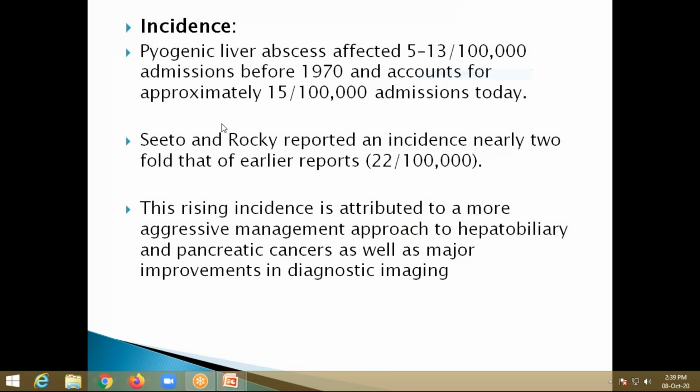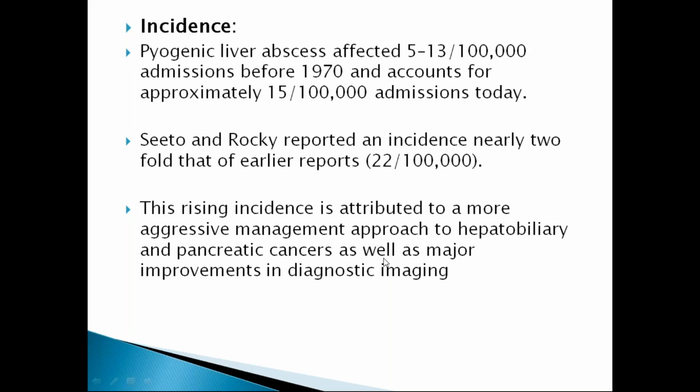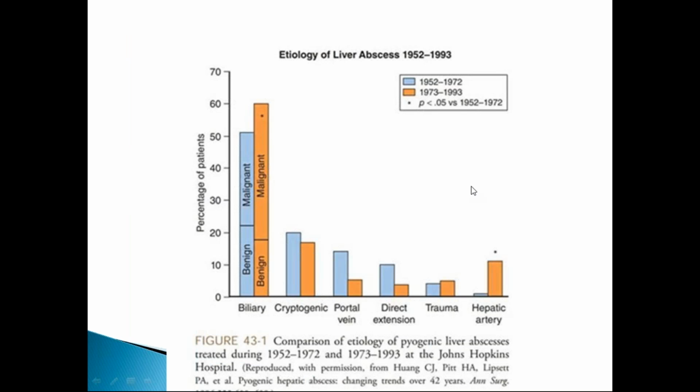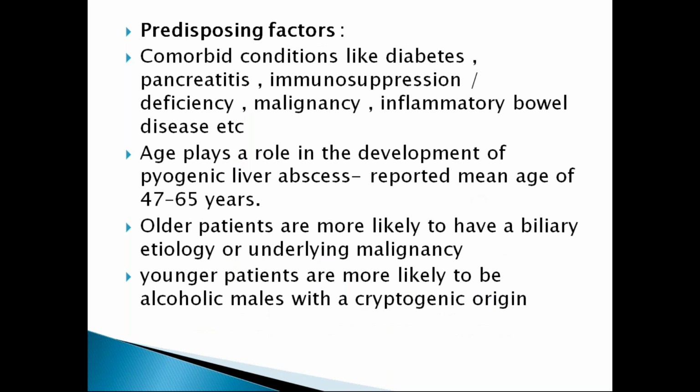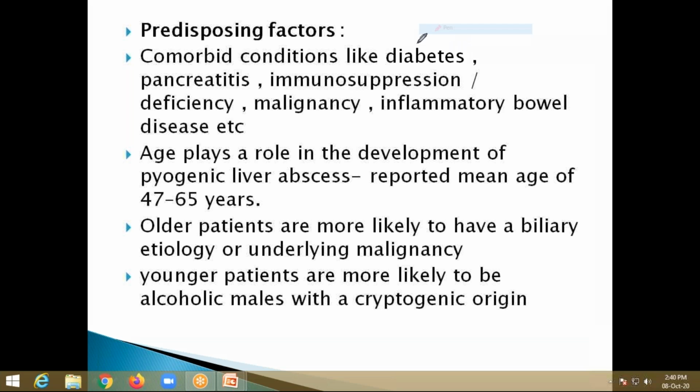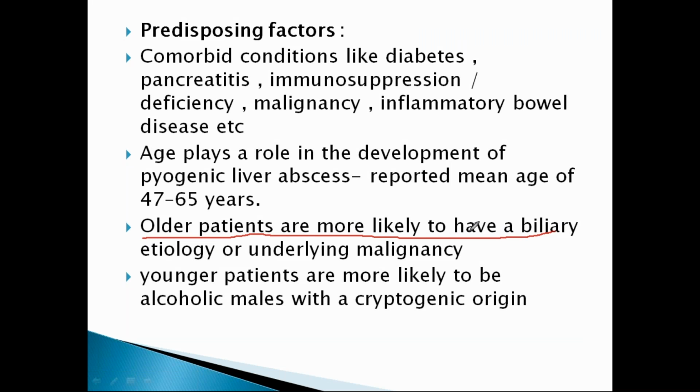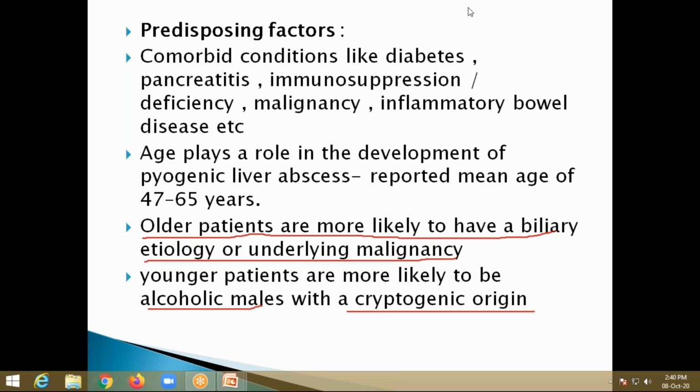So this is the incidence, approximately 15 per 1 lakh admissions today. The rising incidence is due to more aggressive management with hepatobiliary pancreatic procedures and advancements in diagnostic imaging. Predisposing factors, again nothing much. Older patients are more likely to have a biliary etiology or underlying malignancy. Younger patients are alcoholic males and of cryptogenic origin.